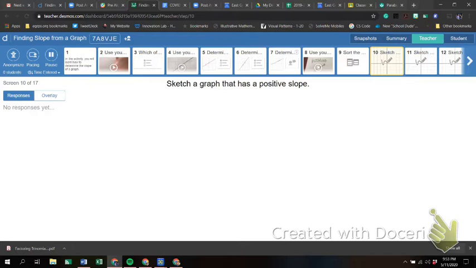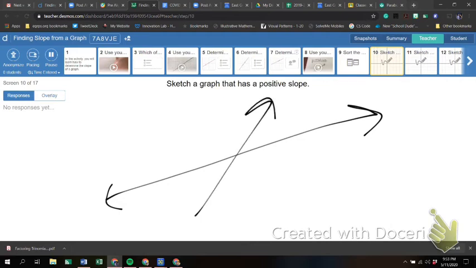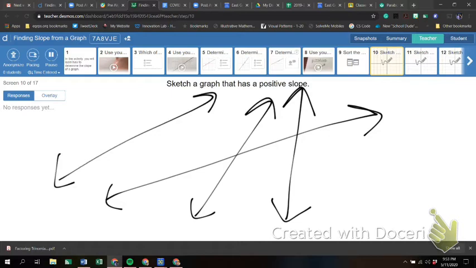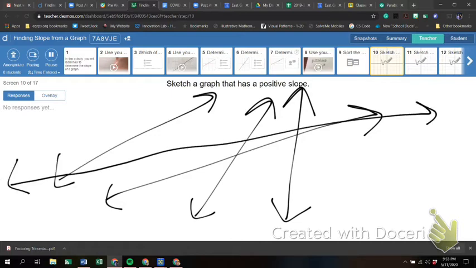Okay, so this one says sketch a graph that has a positive slope. It can be anything as long as left to right, it goes up. So here's a bunch of them. All these are positive. Left to right, they all go up. Let's see if I can make one barely go up. All right, those are all positive.